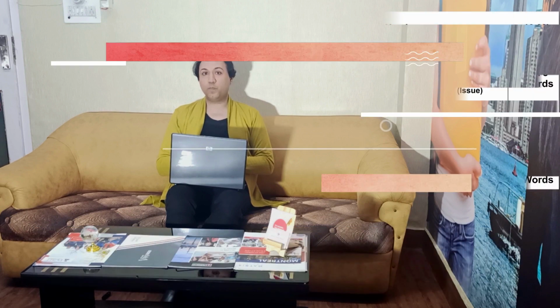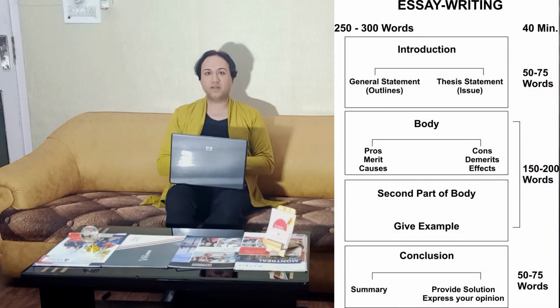The introduction has got two parts. First is the general statement, that is outlines, and the next is the thesis statement, the issue. So in the general statement, we can say that Earth is the only planet which is the most suitable planet in the entire universe. And obviously, life exists in all forms here. And at the same time, definitely, there are all these suitable living conditions on this planet.